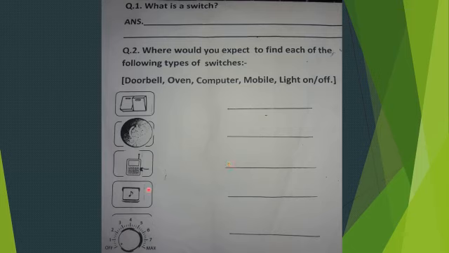This one is doorbell, so you have to write doorbell here. This one is oven, so you have to write oven here.